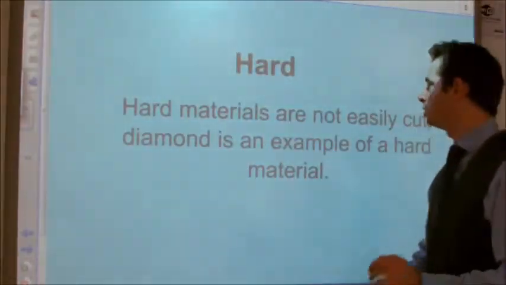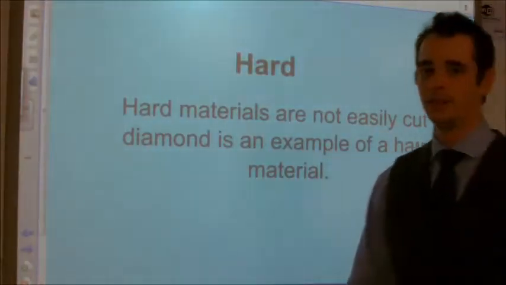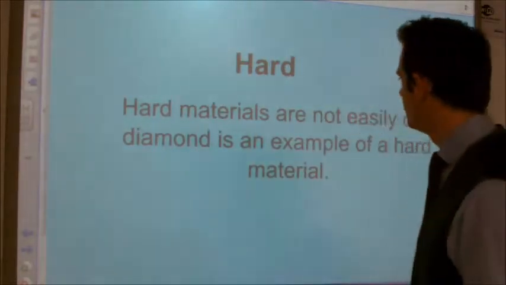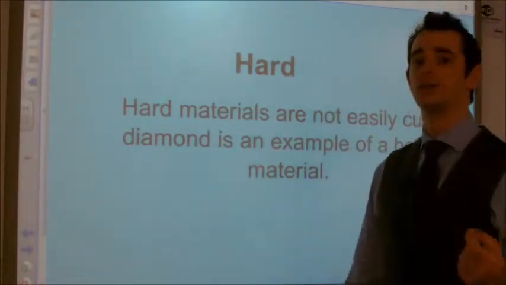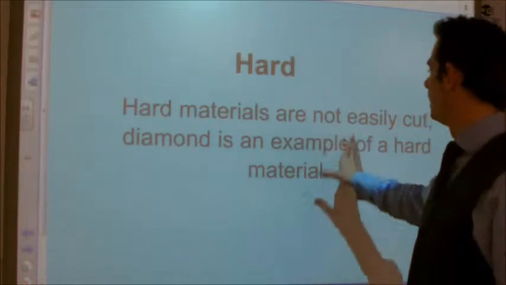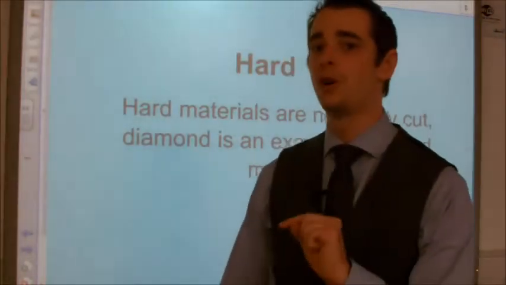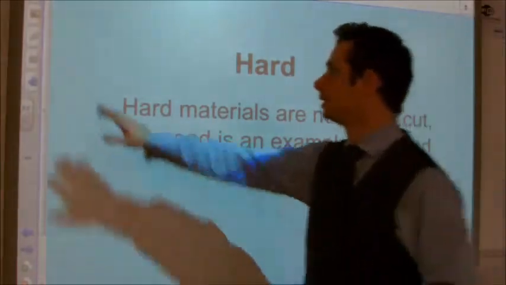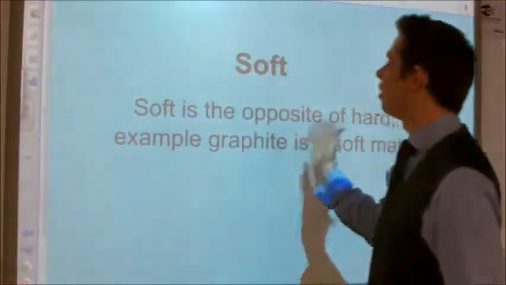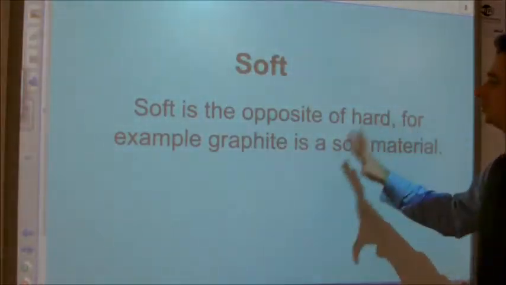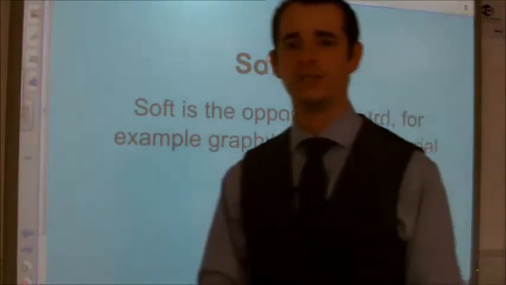Hard materials, so hard materials are not easily cut, things like diamond, diamond being the hardest material known to man, and that's an example of a really hard material. Hard materials are measured on the Mohs hardness scale, and the opposite of hard is soft. So for example, graphite is an example of a soft material.